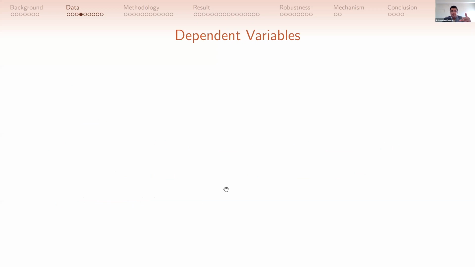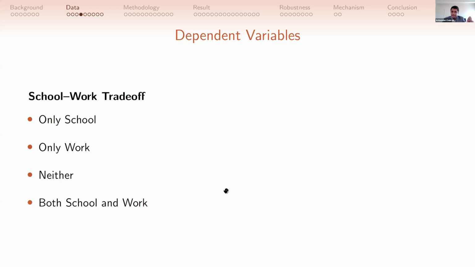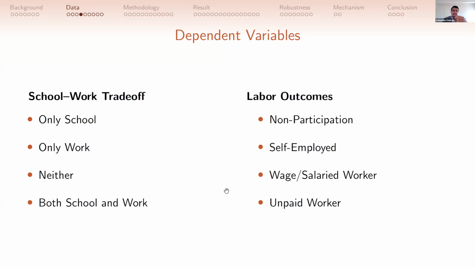There are 2 dependent variables that I use. One is the school-work trade-off and the other is labor outcomes. Both of these dependent variables have 4 categories. For school-work: only going to school, only working, neither, and both going to school and work. And for labor outcomes, I have non-participation, self-employed, wage salaried work, and unpaid work.